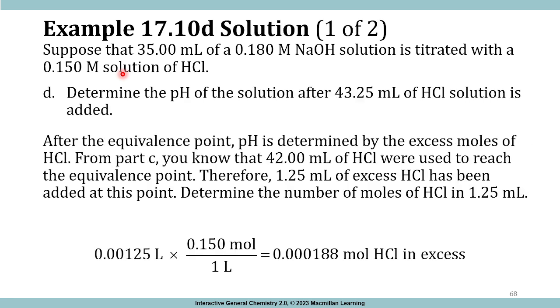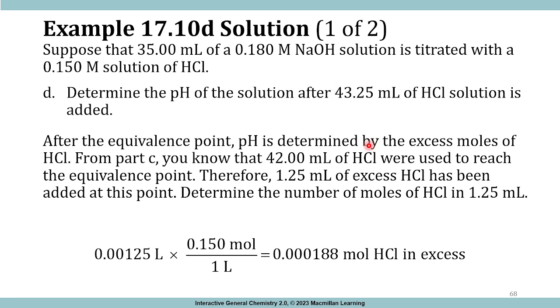Fantastic. Yeah, please do make sure you practice these fairly soon after. They're actually really easy problems, but they're very easy to forget too. So determine the pH of the solution after 43.25 milliliters of HCl solution is added. This is actually kind of interesting because there's a couple ways we could go about this. There's actually quite a few.